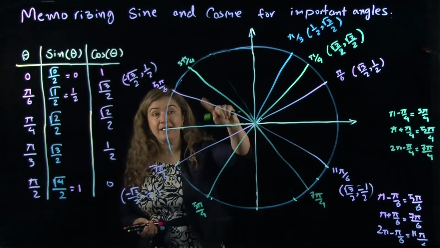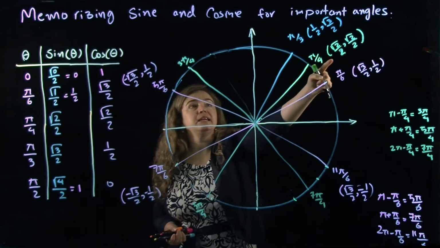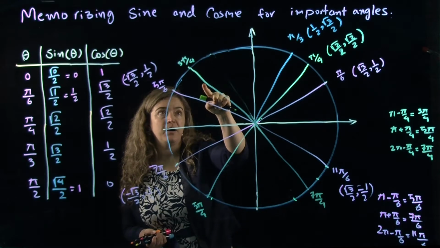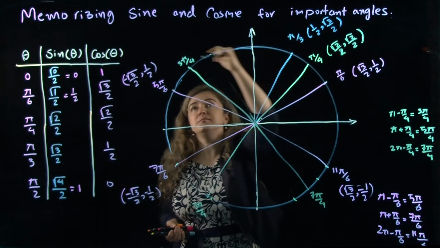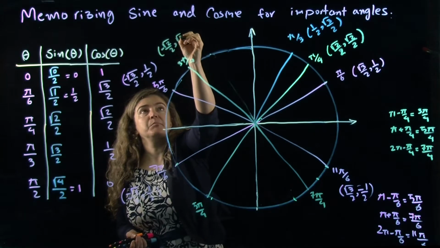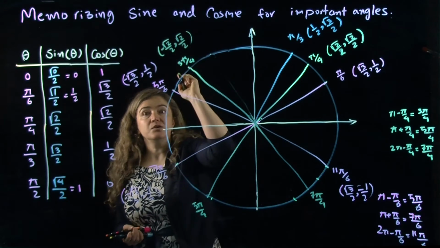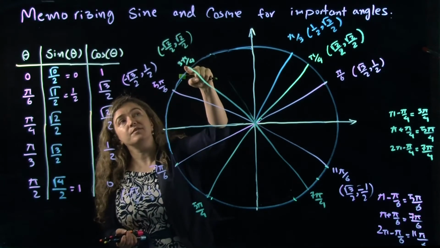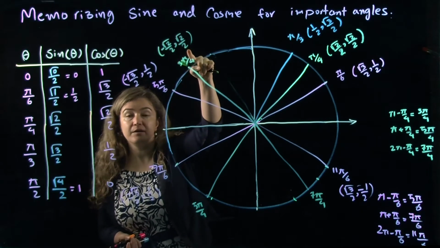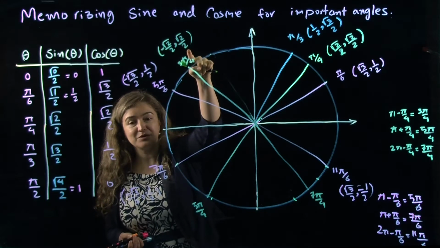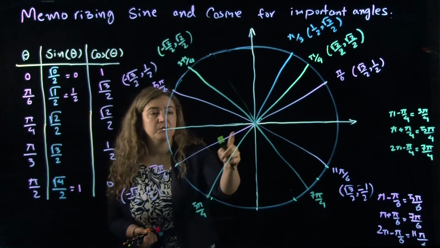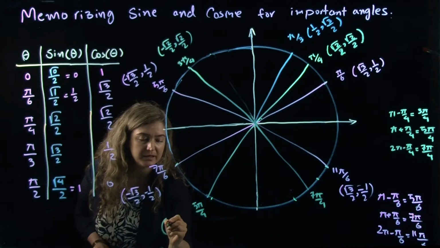And then for the values of x and y, here x should be negative and y should be positive. Therefore, I'm using negative for x, positive for y. So cosine of 3 pi fourth is negative square root of 2 over 2, and sine of 3 pi fourth is square root of 2 over 2. Now for 5 pi fourth, both sine and cosine have to be negative.